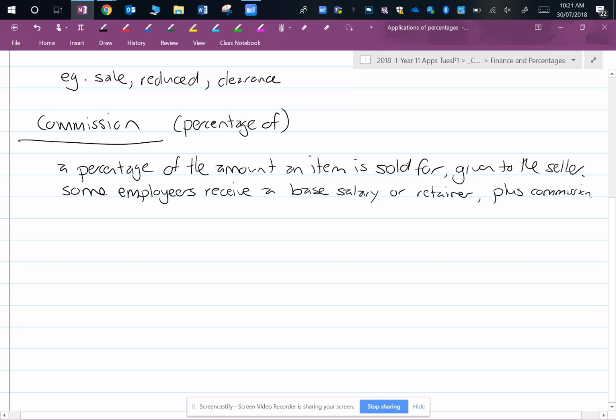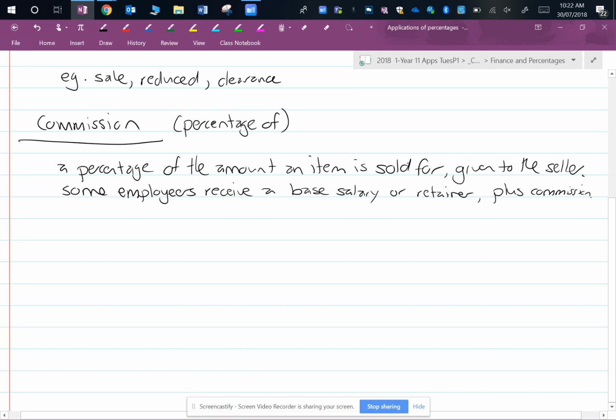So a salesperson in a clothing shop, not all clothing shops do this, but some do, might get a reduced salary, like $10 an hour, but then they might get 5% of all the items they sell. So you get a salary for your work, but it's a bit less than what someone else might get. But if you sell a whole heap of items, you're going to get more money. If you sell no items, you just get that base salary.